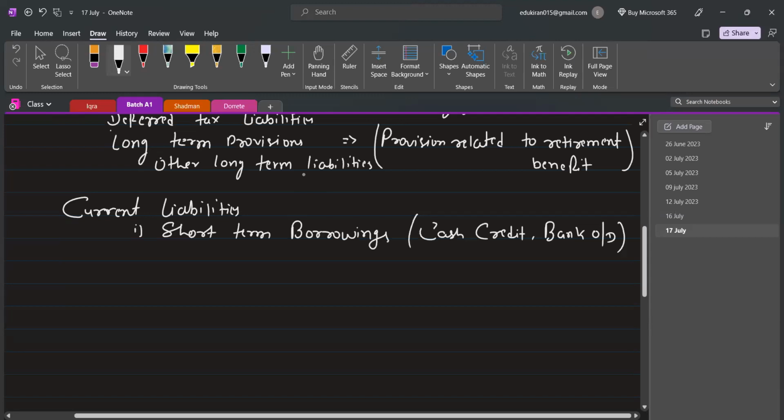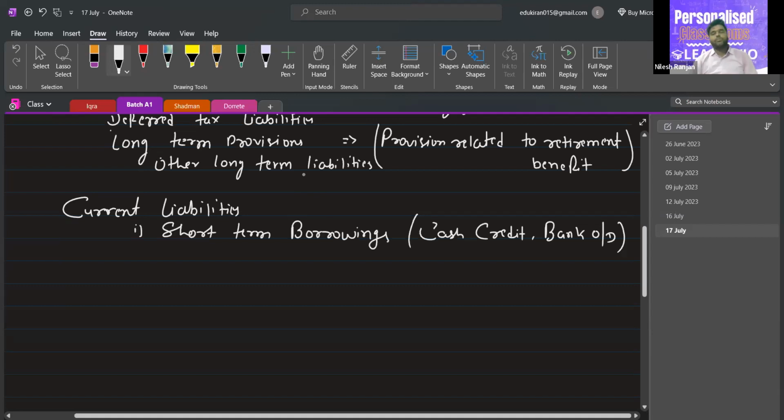Okay. So short-term borrowing, cash credit, bank overdraft. So the fund which you borrow for short-term purpose is included in short-term. After that, there is trade payable. Now, in past, there is no classification of trade payable. There is no classification given in balance sheet, but now it is categorized in two parts. The first one is amount payable to micro and small enterprises, and the second is non-micro and small enterprises.